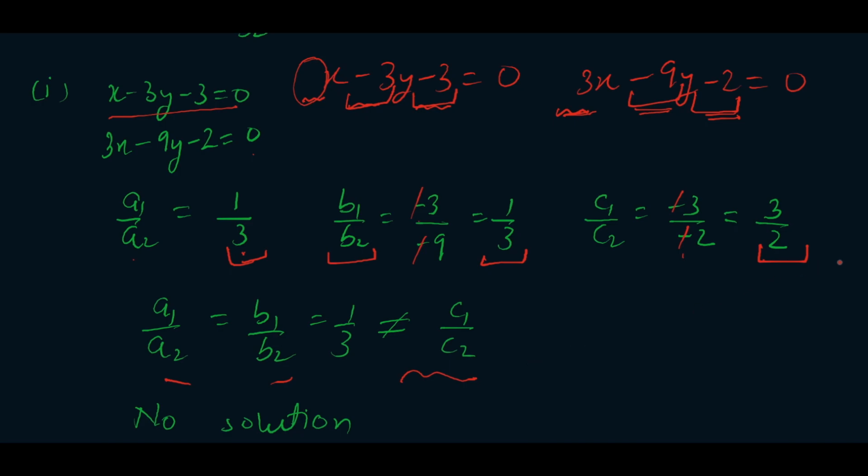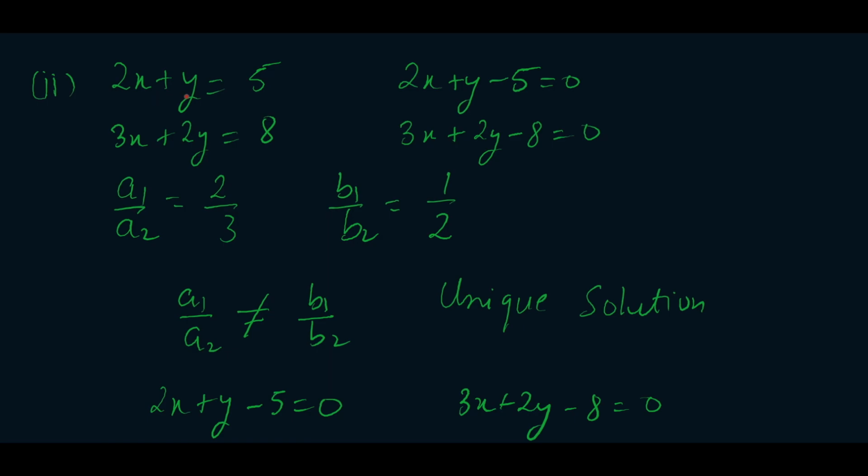Now let us see our second question. Our second question here is 2x plus y equals to 5 and 3x plus 2y equals to 8. So now we can take 5 on the left hand side. Our equation becomes 2x plus y minus 5 equals to 0 and 3x plus 2y minus 8 equals to 0. Now let us see the ratios. a1 is 2, a2 is 3. So a1 by a2 is 2 by 3. b1 is 1, b2 is 2. So b1 by b2 is 1 by 2. Now 2 by 3 is not equals to 1 by 2. So we have the condition of a unique solution.